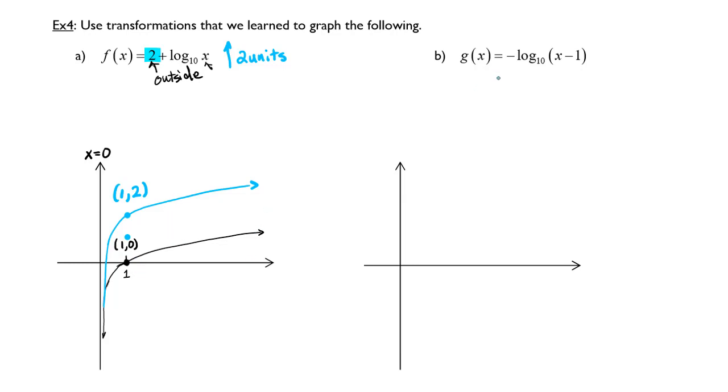Now let's take a look at g of x equals negative log base 10 of x minus 1. Since the x minus 1 exists inside the logarithm, we need to figure out which direction it will shift. We know that inside a function is the opposite direction, so this will shift to the right 1 unit. And since the function overall has a negative in front of it, we know that the function will flip about the x-axis.